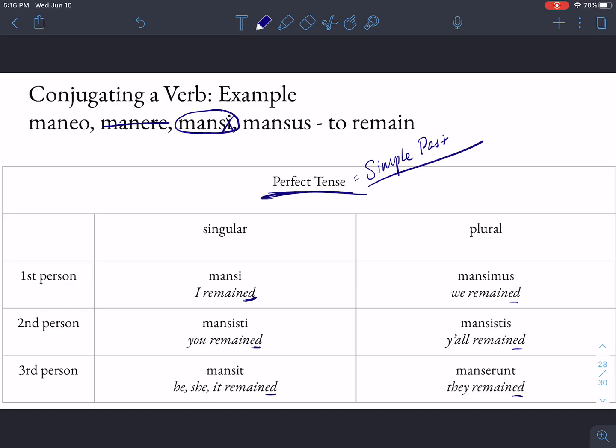It's complete. Remember that lesson from day 3 of our distance learning where I taught you the perfect tense, and I said that the imperfect is not complete? I was remaining. I might still be remaining, who knows? But if I say I remained, the remaining is done. So it's perfect versus imperfect: complete versus not yet complete, continuous. All right, so that's that.